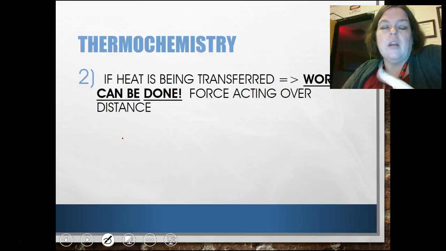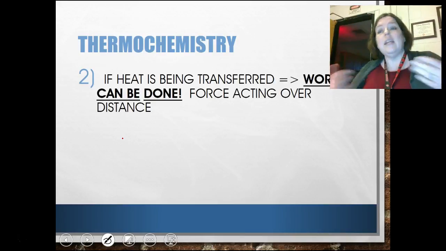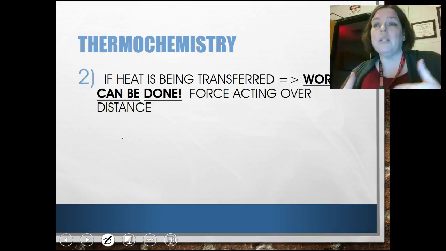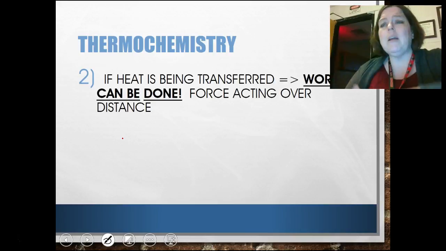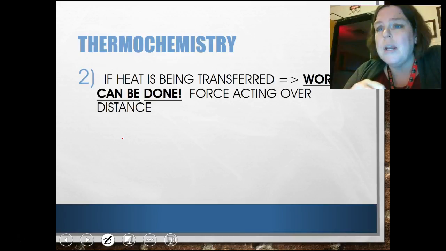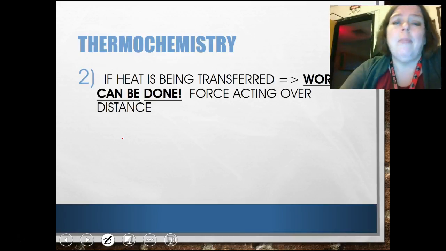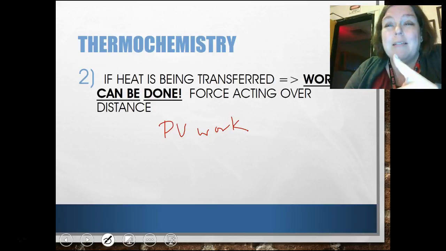So back to thermochemistry again. Point 2 in thermochemistry, if heat is being transferred, then work can be done. So we know that work in physics is always a force acting over a distance. This is the problem. In chemistry, we don't have many forces acting over large distances. It's very hard to measure. So typically, we don't consider work. There's only one example in which we consider work, and that is what we call PV work. And PV work is basically in gases only.